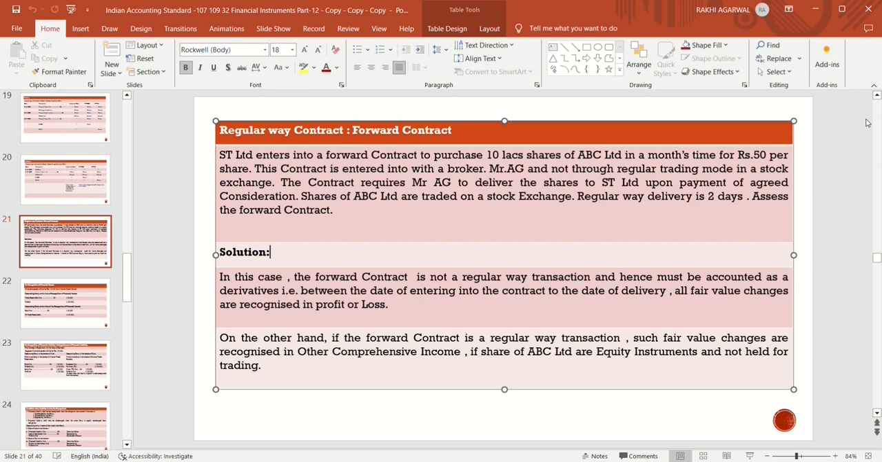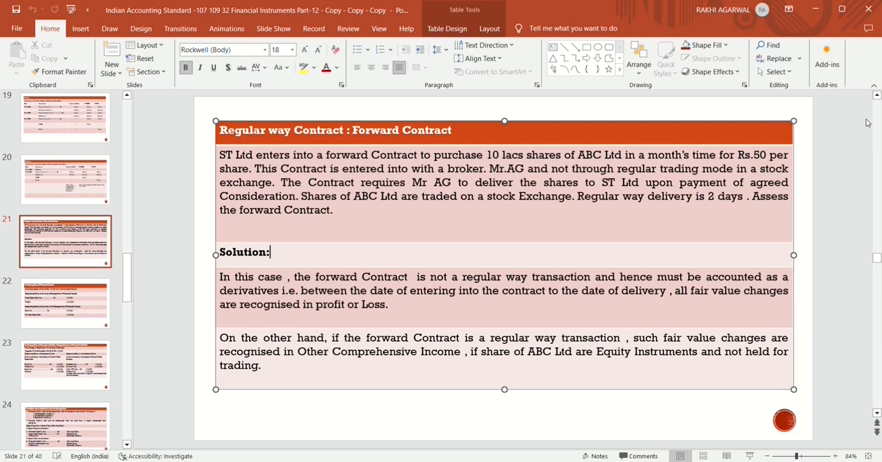There is a huge gap between entering the contract and the settlement date, the delivery of the contract. So it will take almost 1 month to deliver the contract, and it will be treated as a derivative transaction. It will not be treated as a regular way of transaction. So in this case, it is a forward contract, not a regular way transaction, and hence must be accounted as a derivative.